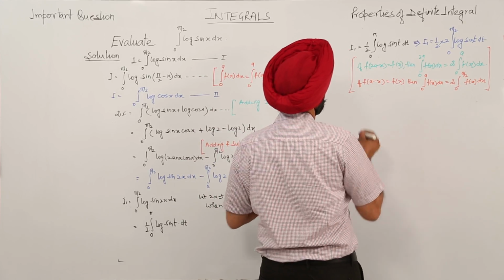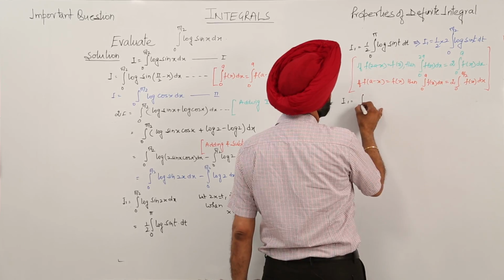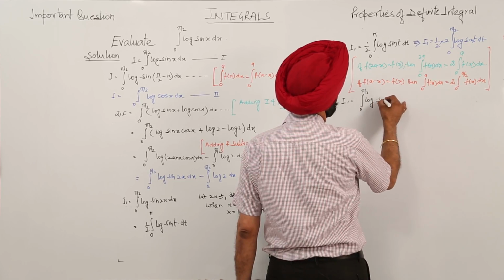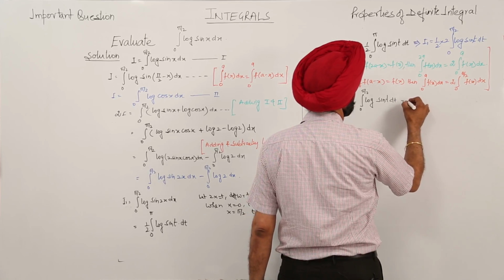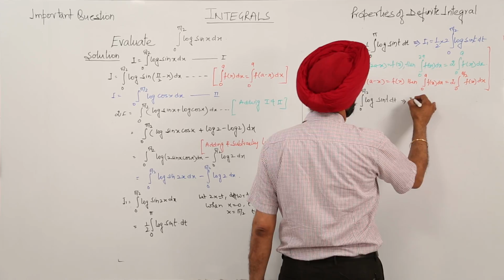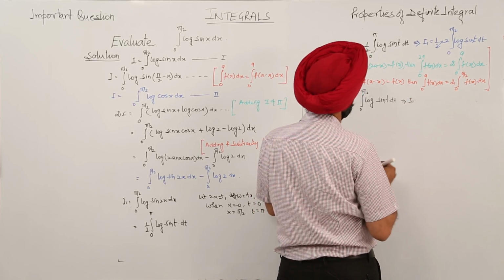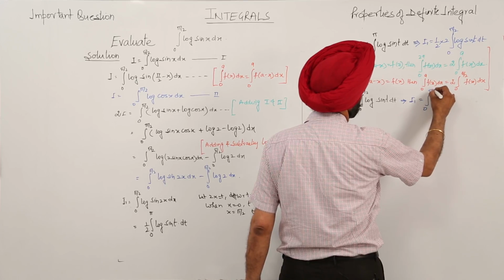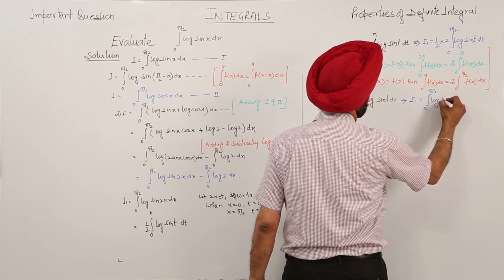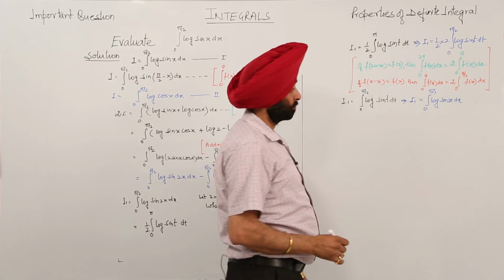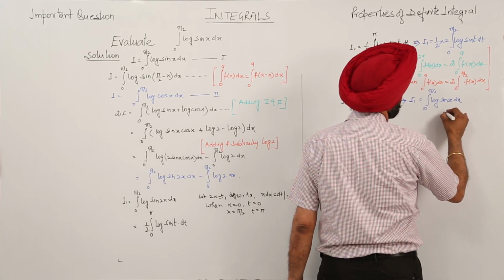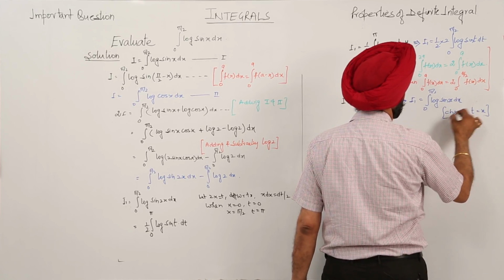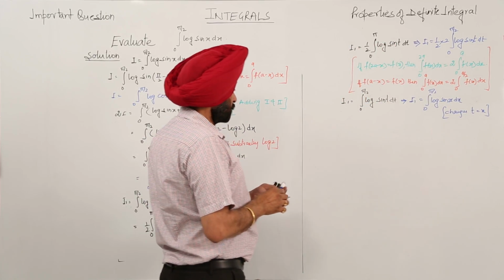Now we can write I1 is equal to the integral from 0 to pi by 2 of log sin t dt, which is equal to I. Again I am using one of the properties here. So I1 is equal to the integral from 0 to pi by 2 of log sin x dx, changing the variable t to x. That is property number 1.